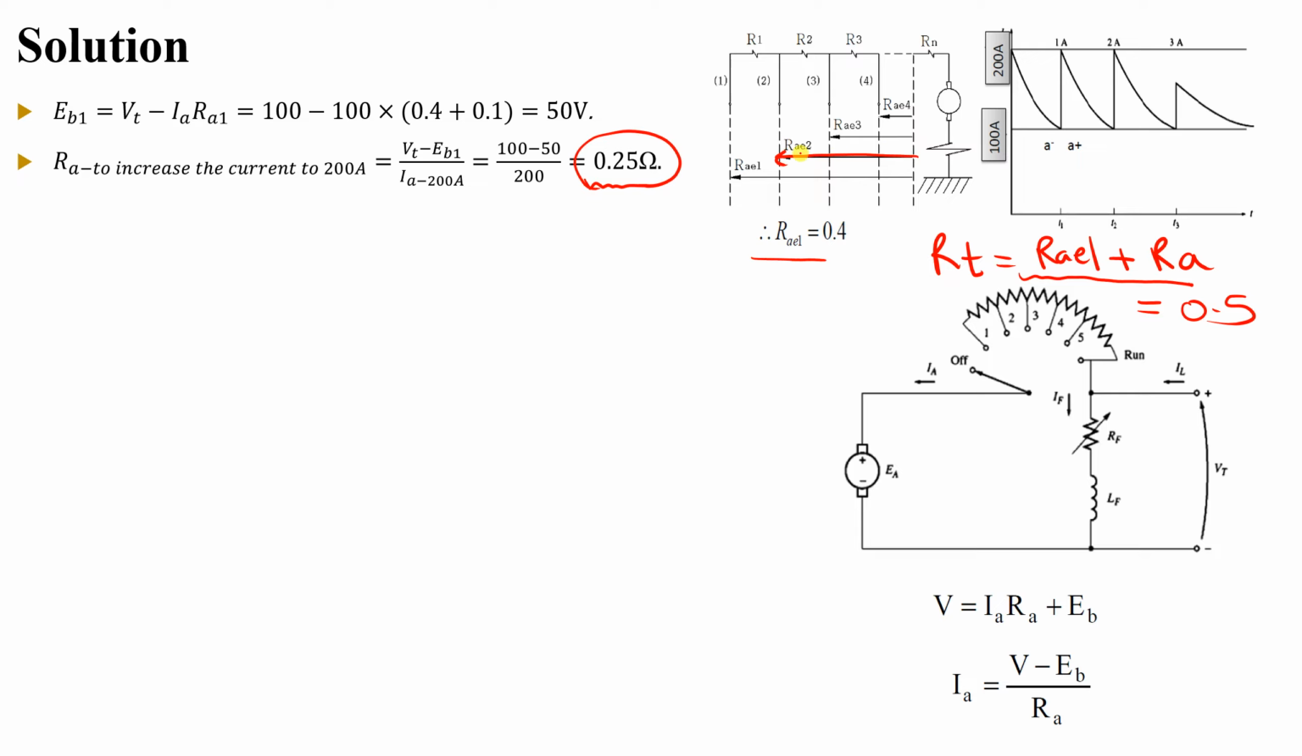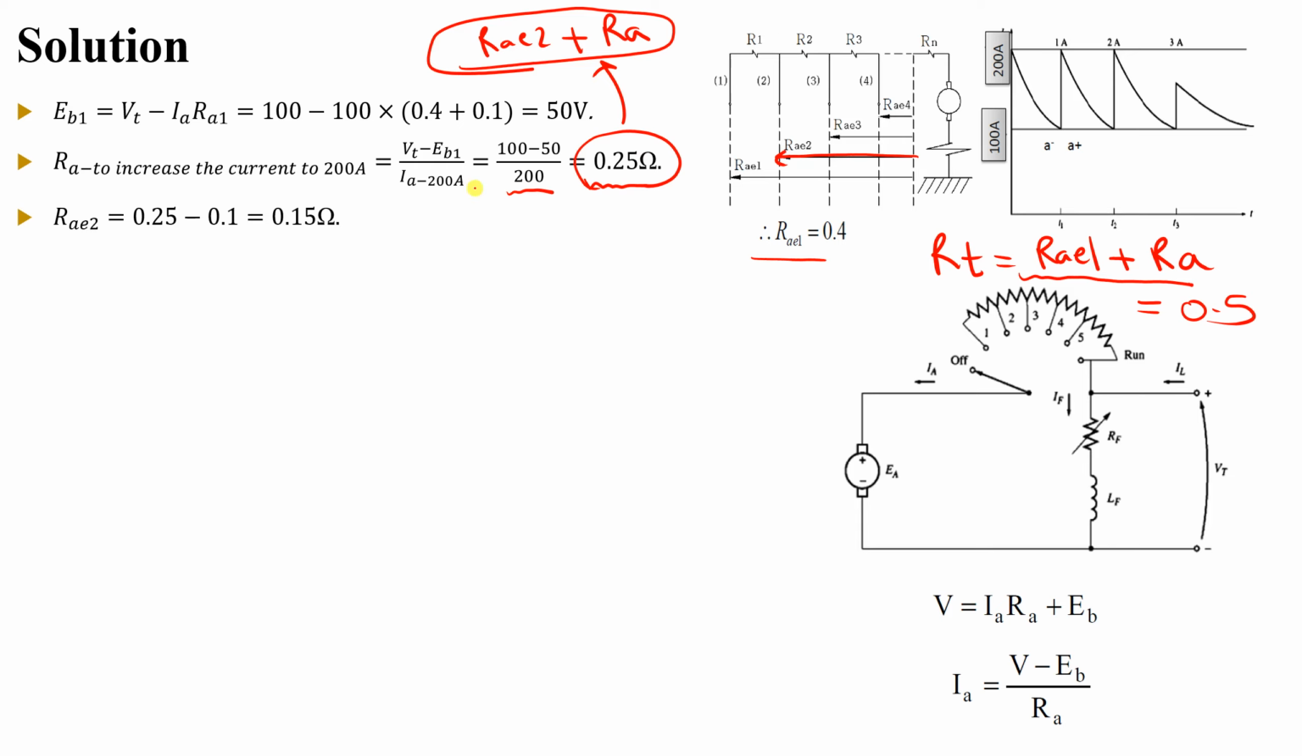The new resistance 0.25 is RE2 plus the armature resistance, right? This is the total resistance that will make it 200 amperes once more. So in order to get RE2 only, I will subtract from this value the armature value. So it will be 0.25 minus 0.1, which is the armature resistance, gives us 0.15 ohms.